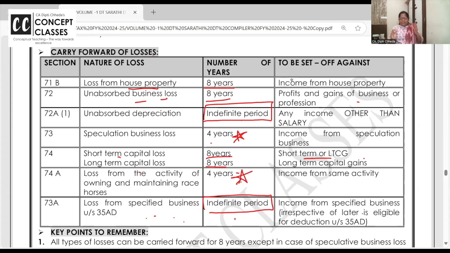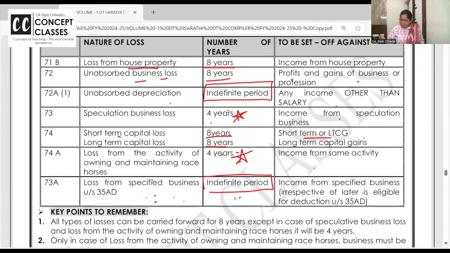Now take a pause and do the diagramming I am doing. Which losses can be carried forward up to 4 years? Speculative loss, in speculative income, and horse races, 4 years. Indefinite period, which two losses can you do? Unabsorbed depreciation or 35AD. All the other losses can be carried forward for 8 years to be set off in the same head.